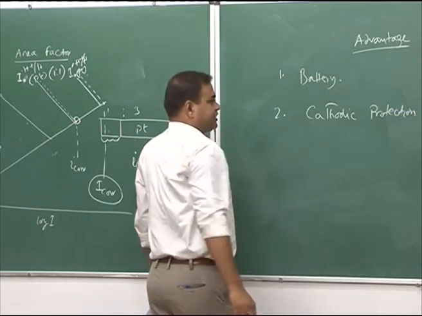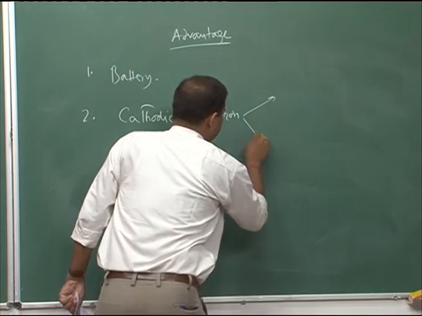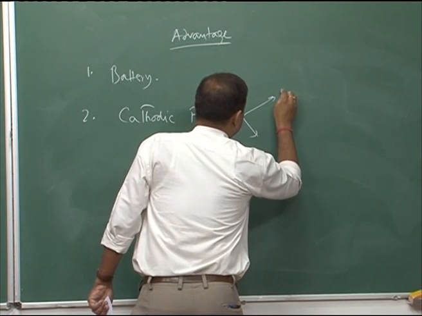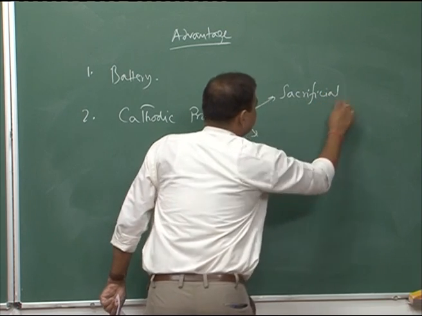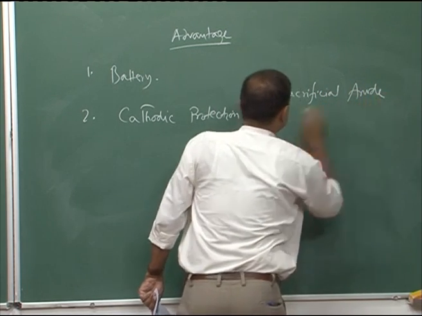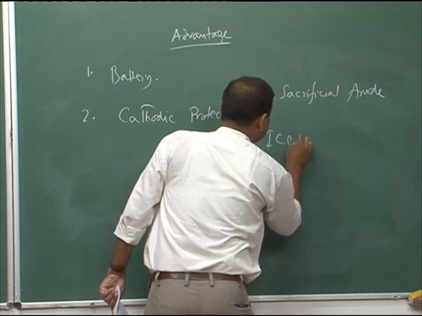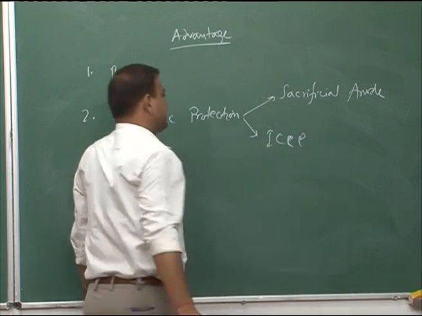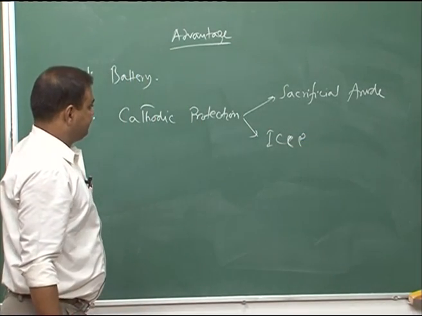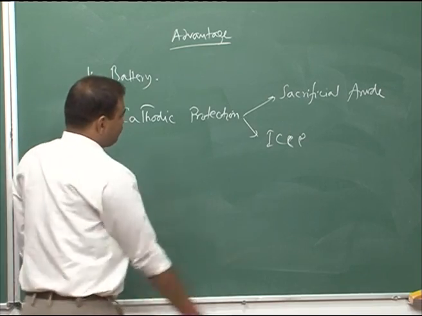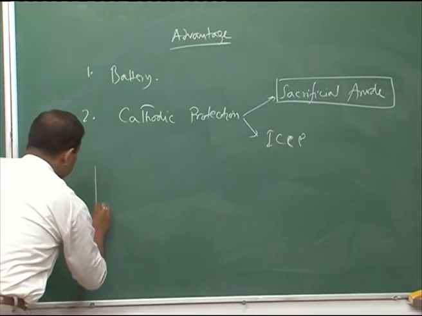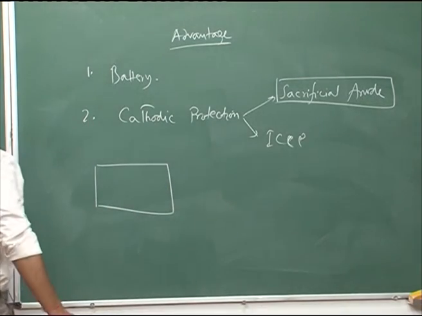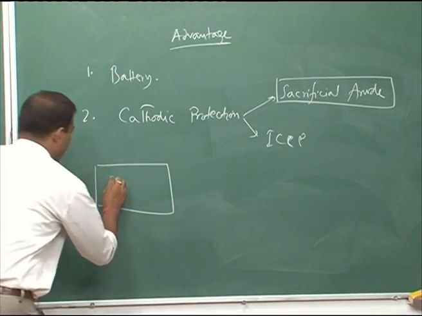And in cathodic protection, we have two ways. One is sacrificial anode and one is ICCP, which is impressed current cathodic protection. So, now let us see this one, where we see most why we do galvanization of steel.